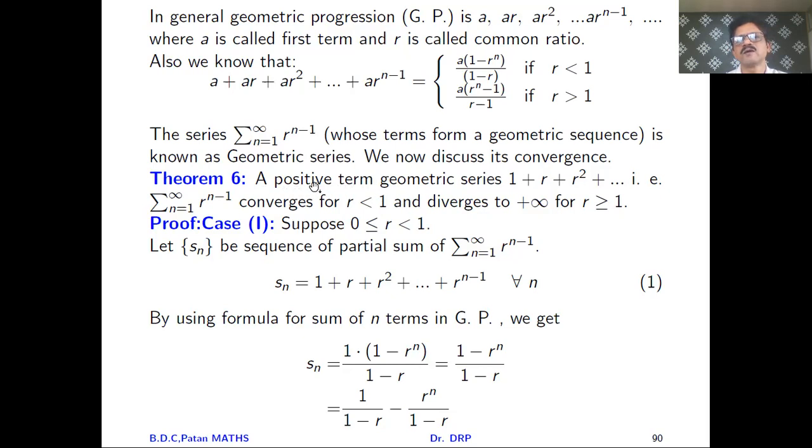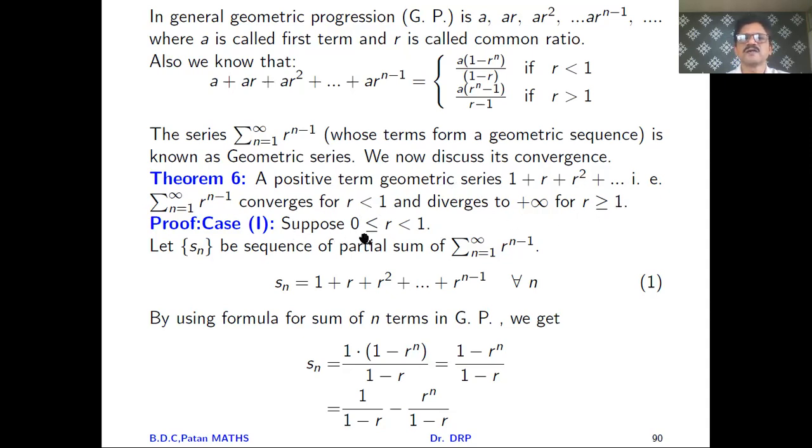A positive term geometric series 1 plus r plus r square plus so on, that is summation n runs from 1 to infinity r raised to n minus 1, converges. Why have we taken r raised to n minus 1? Because the first term is 1, so to get n terms, the power of r must be n minus 1. So this series converges if r is less than 1, and it diverges to plus infinity for r greater than or equal to 1. And we will prove that part.